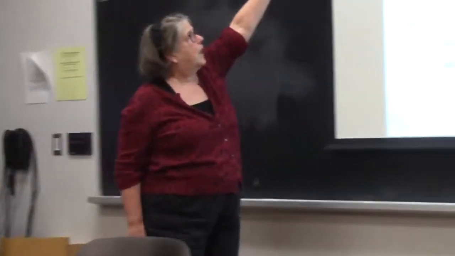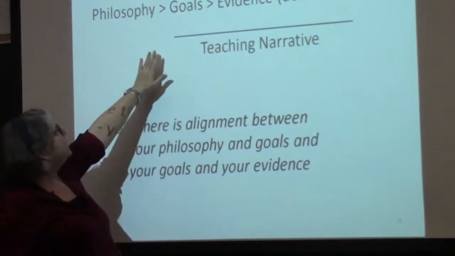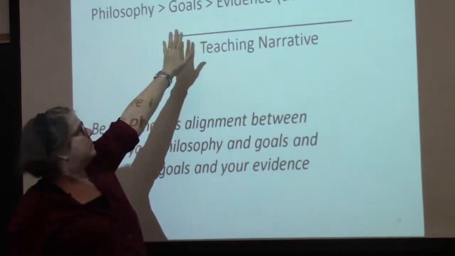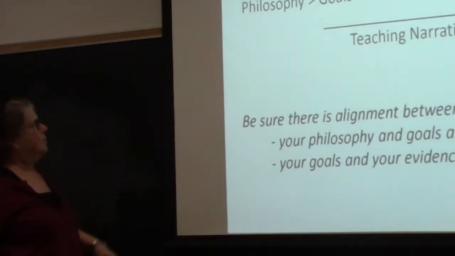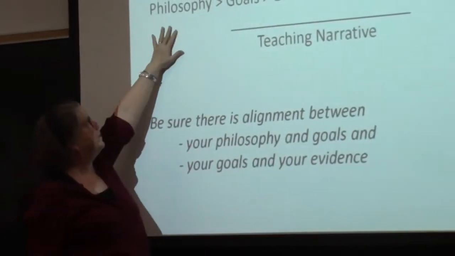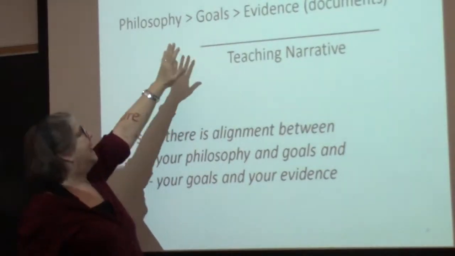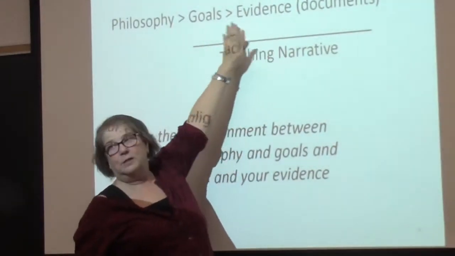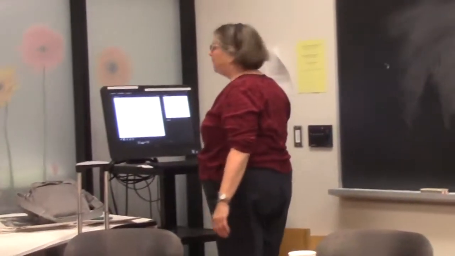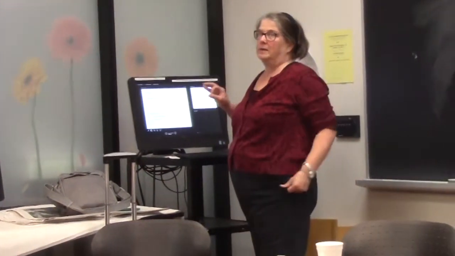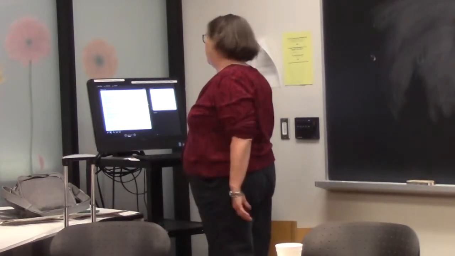All right, so you go from your philosophy to your goals and your evidence, and these fit together. The goals, evidence, and storytelling are part of the teaching narrative. Make sure you have alignment between your philosophy and your goals, even though you might have to modulate your goals depending on what you're teaching, and then be sure you have evidence to support the fact that you're achieving your goals. That's the biggest problem that I spot in the documents, is alignment. When people ask me to look at this, that's usually what I'm looking for.